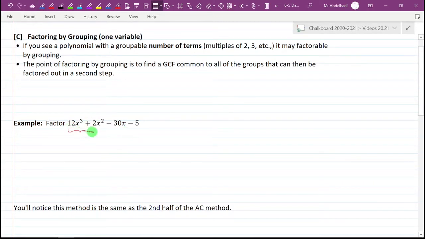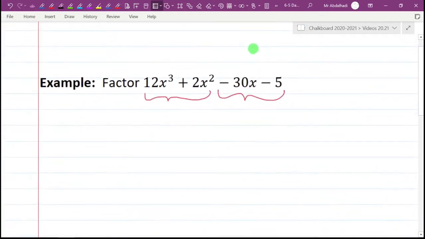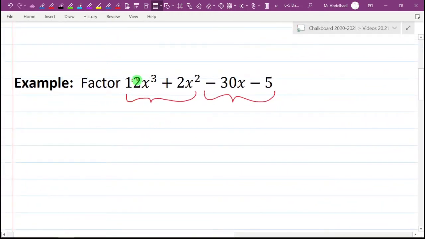You take the first 2 terms, look for a GCF, take the last 2 terms, look for a GCF, and you hope that what's in the parentheses in both cases is the same. So let's see how that works. What's the greatest common factor of the first 2 terms? Now they both have a 2 in them, and they both have an x squared in them. So you can pull that out. And what's left inside is going to be 6x plus, well, just 1. And you double check that. That times that equals that, and 2x squared times 1 equals 2x squared.